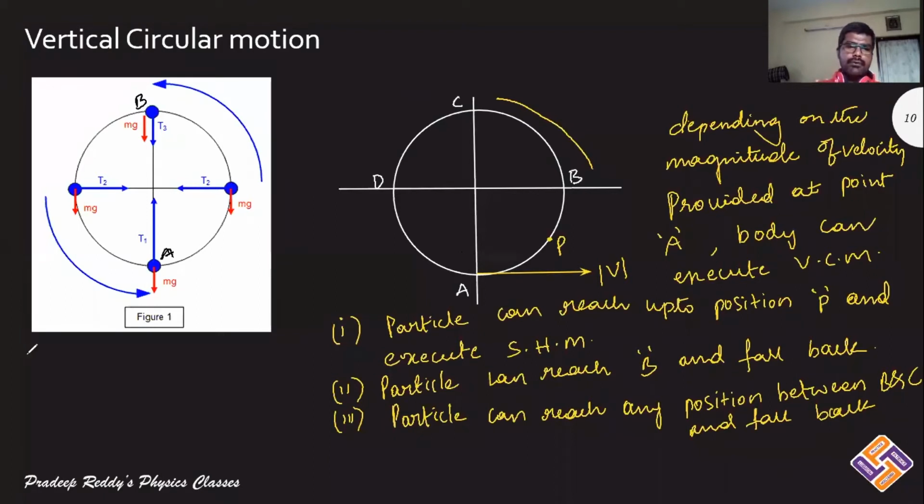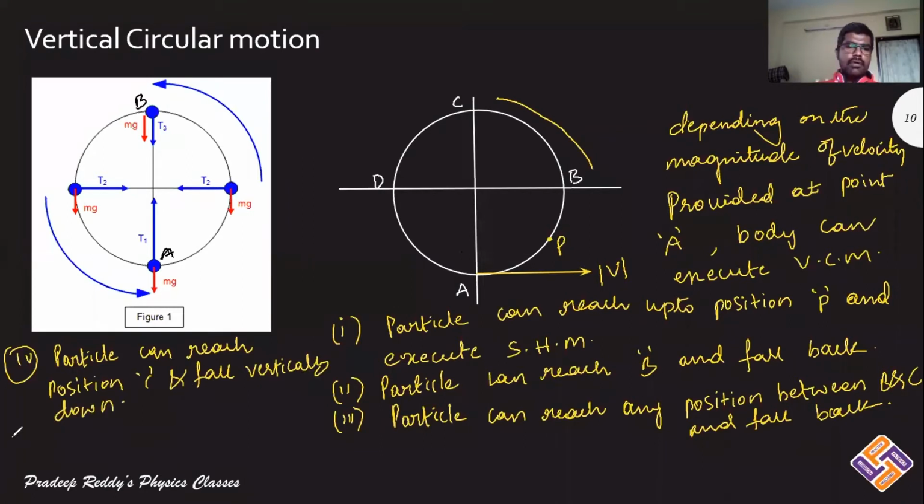And condition number 4 is that the particle can reach position C and fall vertically down. That is number 4. And number 5 is that the particle can execute vertical circular motion. So these all are the possible conditions, depending on the velocity provided for the particle.